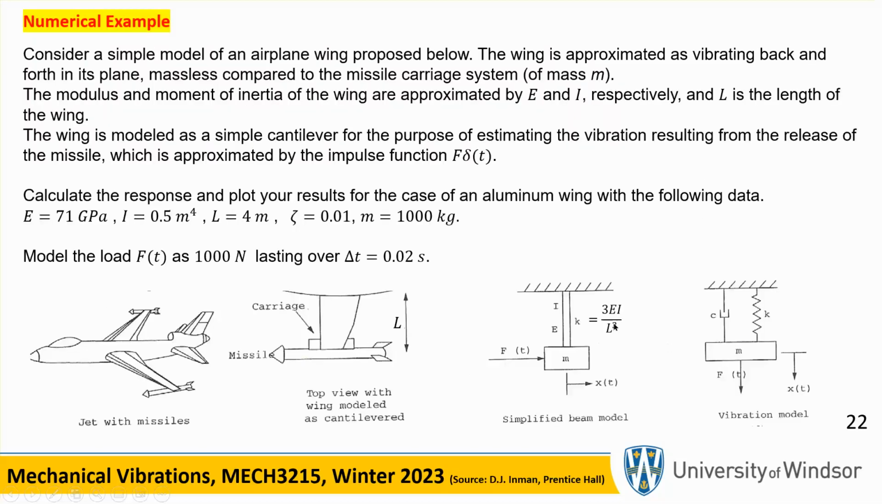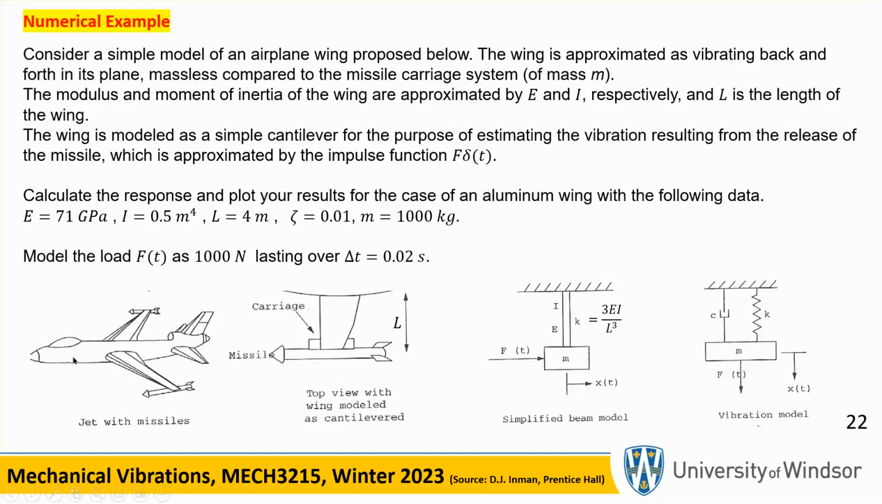Here is another problem that I want to do, and that is we have a wing which is going to be modeled as a cantilever beam. There is a missile that's going to be fired. Some information is given to you about the material. This is aluminum. This wing is going to be modeled with a cantilever beam with Young's modulus being of the aluminum. Some information about the length, 4 meter length, damping experimentally measured probably, and the mass of this wing is 1,000 kilogram, and the missile fires, okay, and imparts a force of 1,000 Newton on the wing.